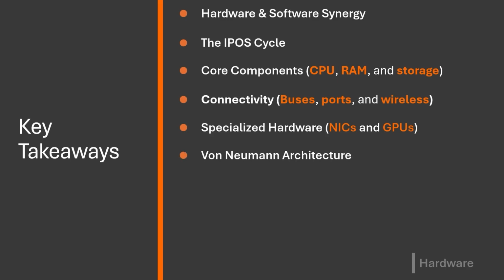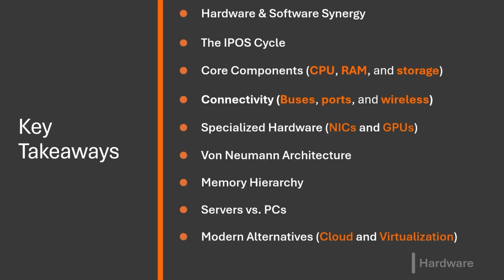The von Neumann architecture is a design that allows computers to store both data and instructions in the same memory, facilitating instruction processing. Memory hierarchy optimizes system performance by using fast, small memory types closer to the CPU and slower, larger memory for long-term storage. Servers are designed for high-performance, multi-user tasks, while PCs are meant for individual user applications. Cloud computing and virtualization provide scalable and cost-effective alternatives to traditional hardware for businesses. And lastly, understanding hardware specifications is crucial for selecting the right components to meet specific performance needs.